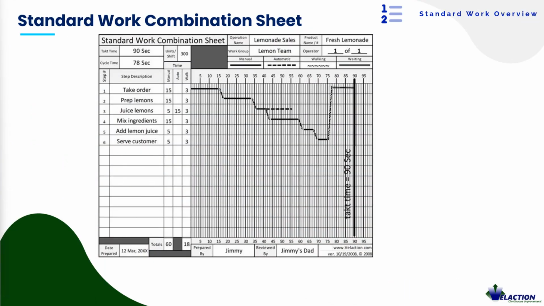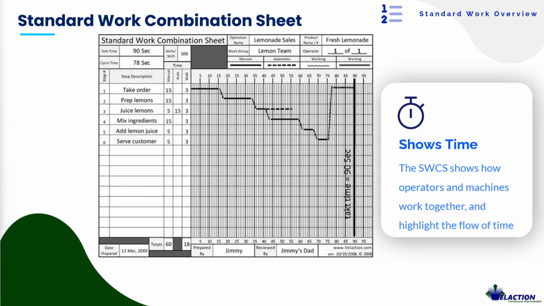So this next form is a standard work combination sheet, and again, this is a representation of how machines and people and space all work together. I say space because this walking distance is an indicator of how far apart your work steps are. It's kind of confusing because steps is in walking and steps is in process steps. So if you're going from taking orders to prepping lemons over here and you're walking this distance, there's a little bit of space involved. So that's kind of how this goes.